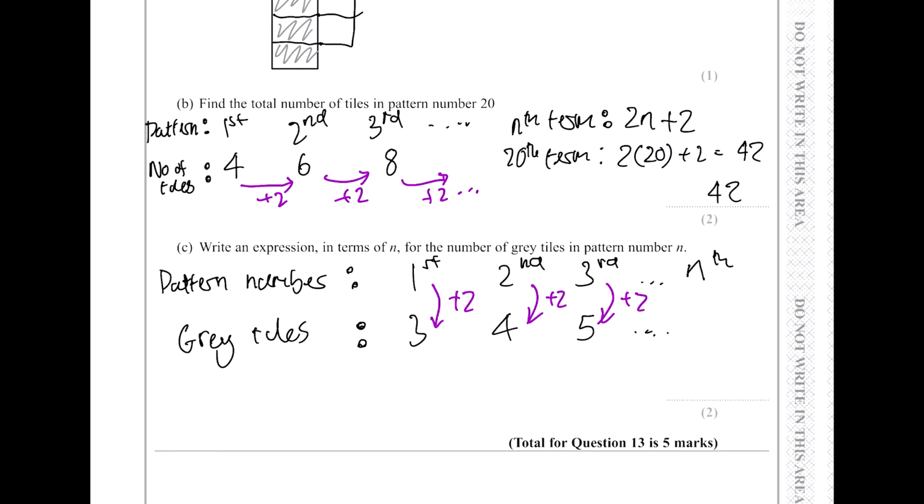So if the pattern number is n, like it says in the question, then to get to the number of grey tiles, we need to add 2 to that as well. So then n plus 2 just gives you n plus 2.